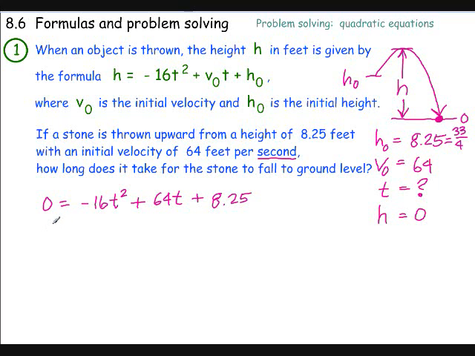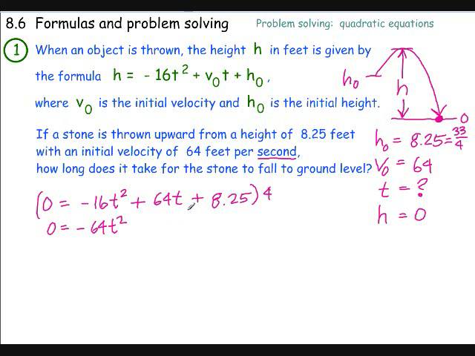So 0 equals, if I multiplied this whole thing by 4, just to get rid of this fraction here, what would I come up with? Well, 0 times 4 would still be 0. Instead of having minus 16, I'd have minus 64t squared. 64 times 4 would be what?